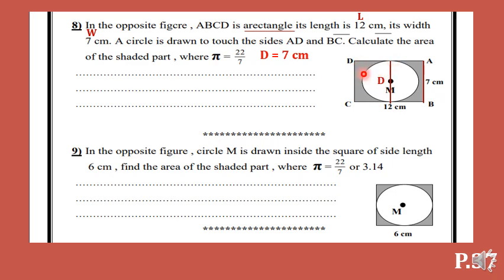Then I'm going to find the area of the shaded part. Area of rectangle equals length times width. 12 times 7 equals 84 square centimeters.